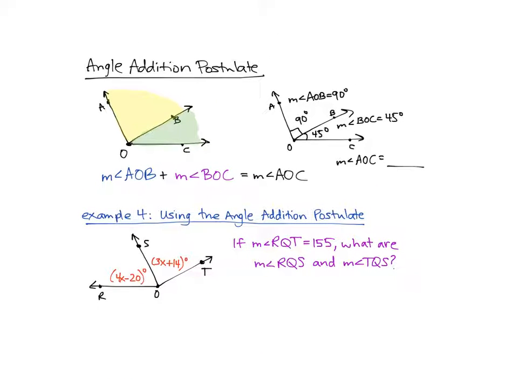The angle addition postulate. This is similar to the segment addition postulate, where we add segments if they share a point. You add them together to get the total. Here we can add angles. If they share the same ray, this angle here plus this angle here equals this whole angle here. You just add them together. So in this example, if this is 45 degrees and this is 90, then this whole thing is 45 plus 90, which is 135.